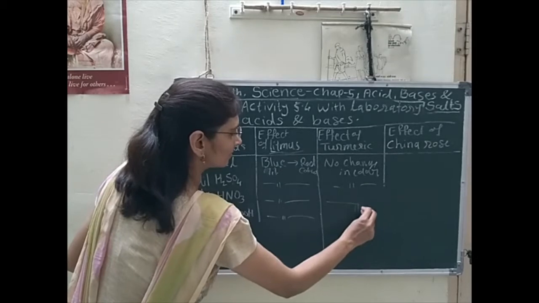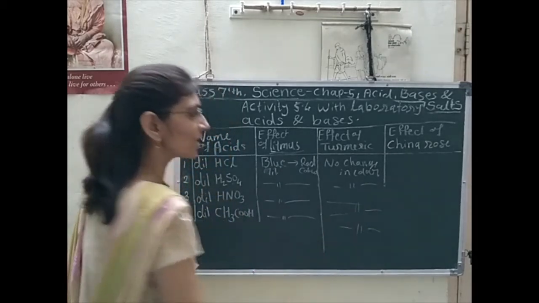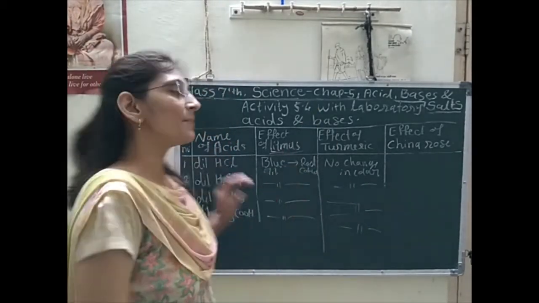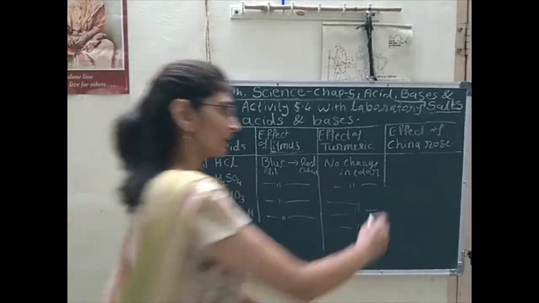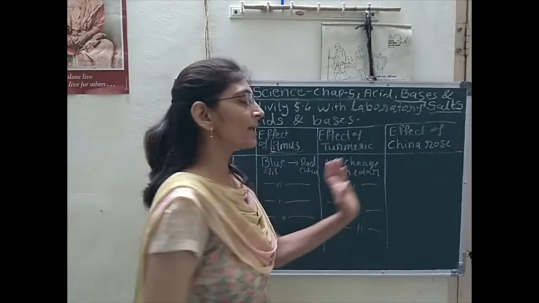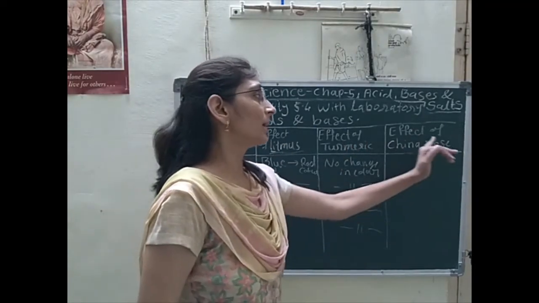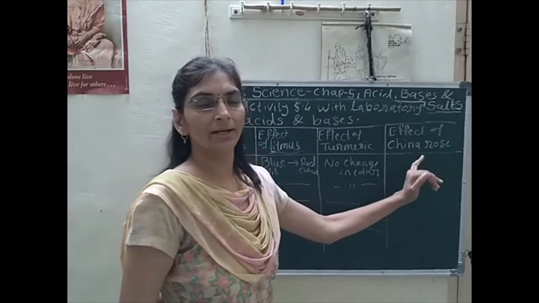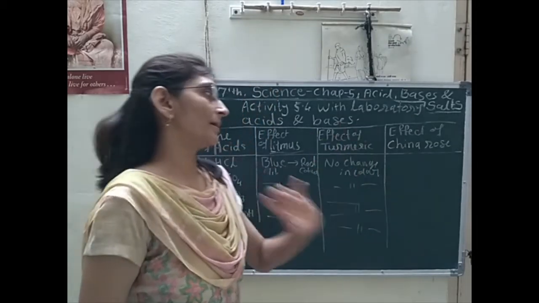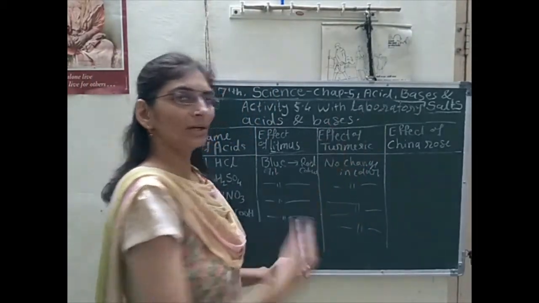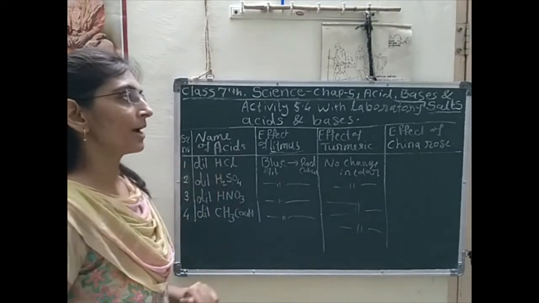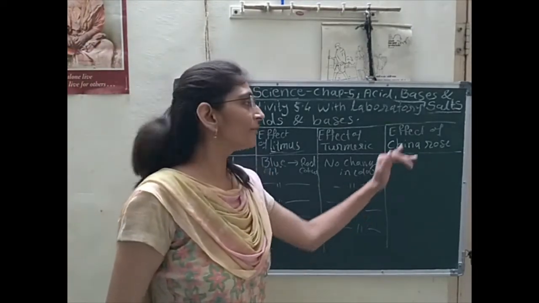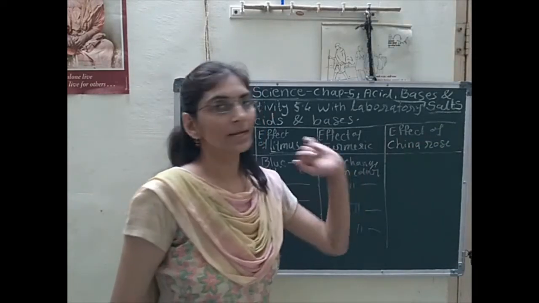Yes, as all the substances are acidic in nature, we will get the same result with all the acids. Then we will go to the next column. Here we have to write the effect of China rose indicator. So take that acid sample here. First acid, dilute HCl, I have taken and reacted with China rose indicator.